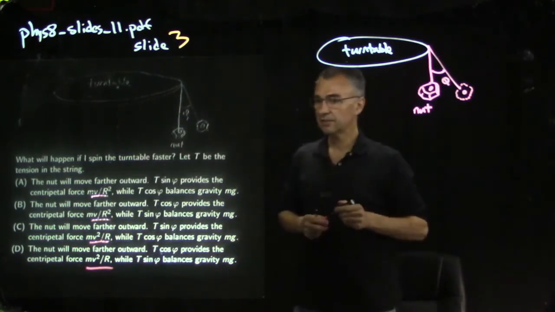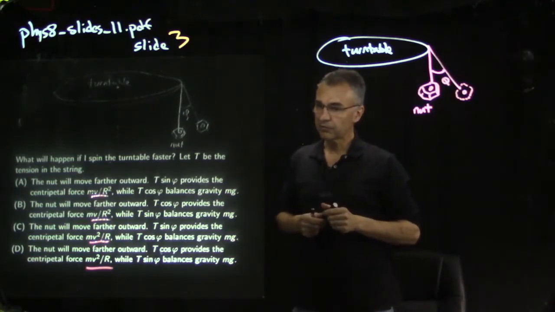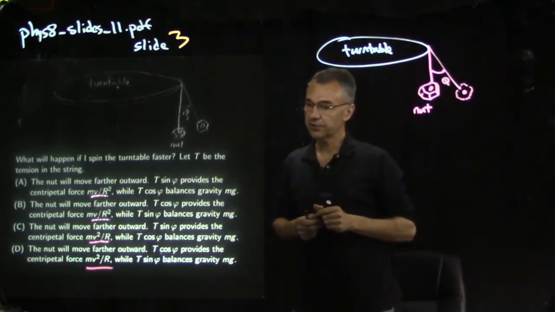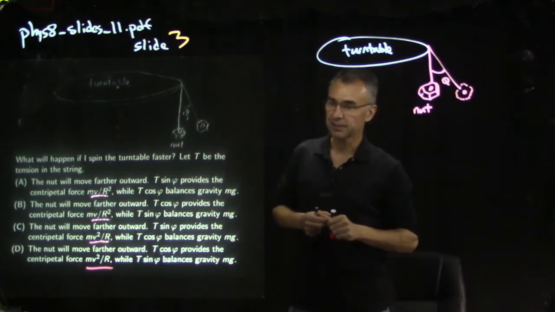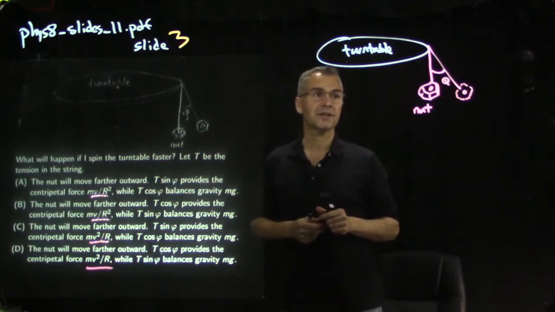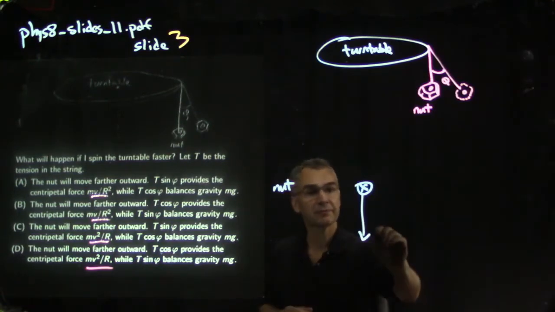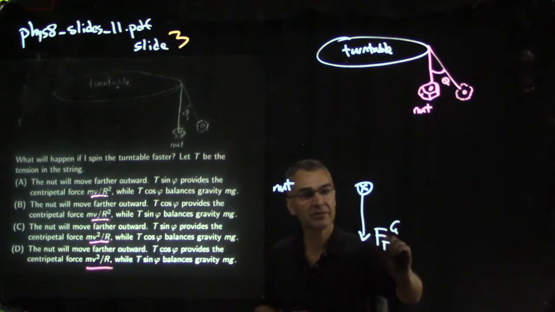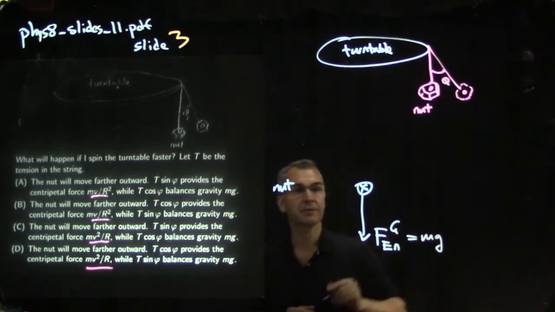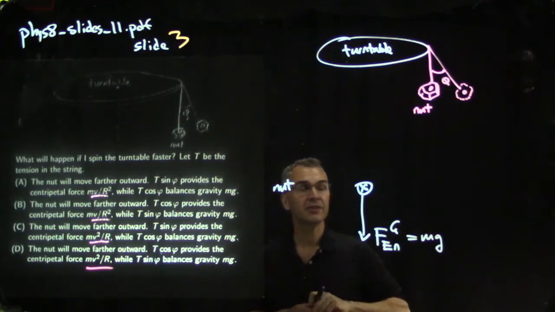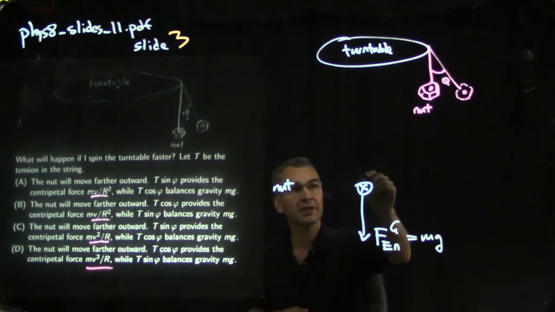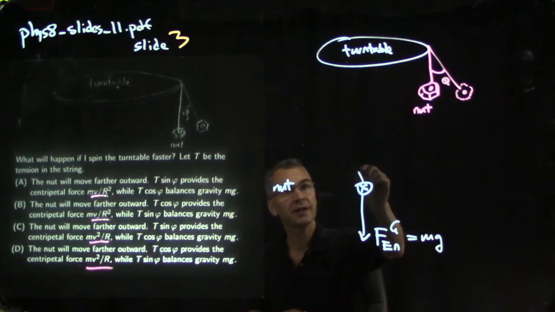And then also, which one is providing the centripetal force? Is it T cosine phi or is it T sine phi? So maybe we should draw a free body diagram for the nut. And what are we going to put on our free body diagram for the nut? I guess there's a gravitational force by Earth on the nut, whose magnitude is mg. And then it seems like the only other force acting on the nut is the tension, but we know the tension is directed at some angle phi with respect to the vertical.